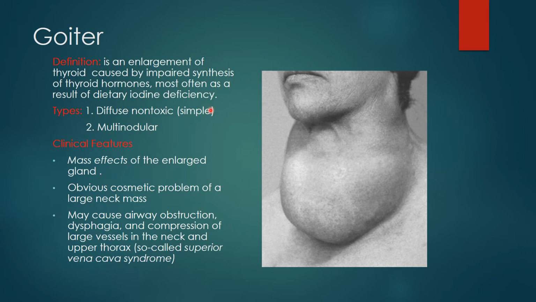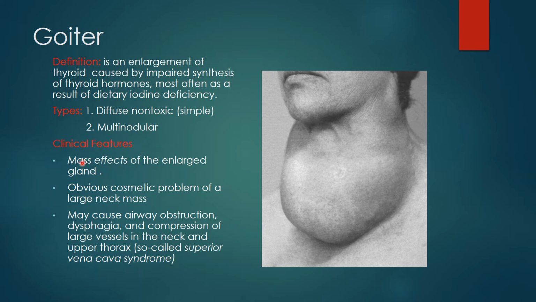This enlargement can be of two types. One is the diffuse non-toxic, or we can say simple, goiter, and the other is multinodular goiter. As the name indicates, diffuse means when there is a diffuse enlargement, diffuse hyperplasia or hypertrophy of the gland, it is called diffuse non-toxic. Multinodular means when multiple nodules form in the gland. These both types are basically based on morphology.